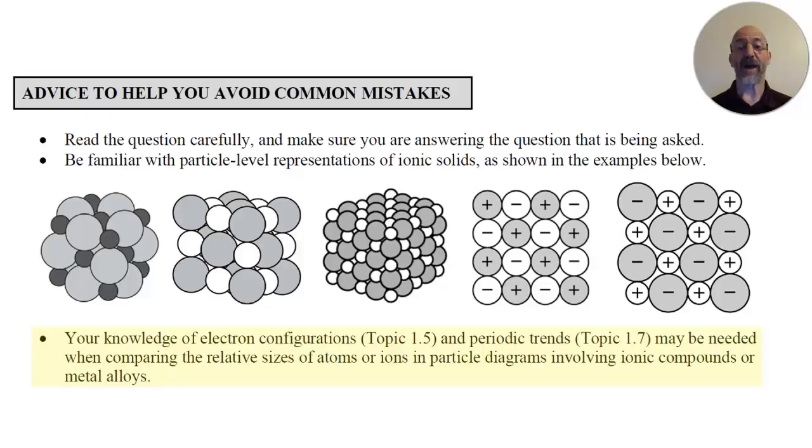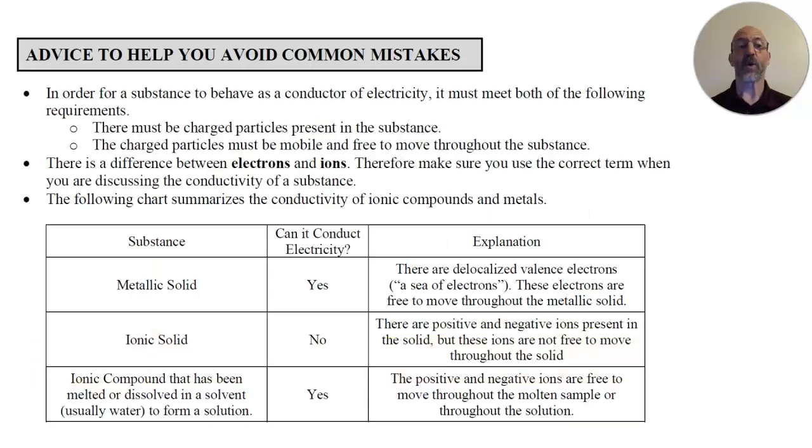Now I'd like to talk about conductivity. In order for a substance to behave as a conductor of electricity, it must meet both of the following requirements. There must be charged particles present in the substance, and the charged particles must be mobile and free to move throughout the substance. Also, be specific with your language. There is a difference between electrons and ions. So therefore, make sure you use the correct term when you are discussing the conductivity of a substance.